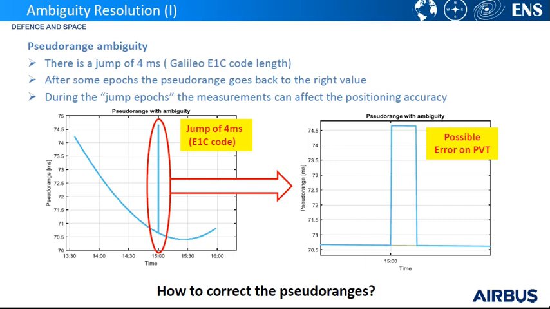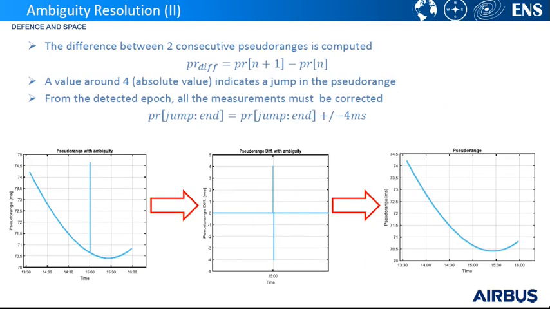How to correct the pseudoranges? In order to identify pseudorange with ambiguity, we can compute the difference between two consecutive pseudoranges. A value around 4, absolute value, indicates a jump in the pseudorange. The last step is to correct the measurements.